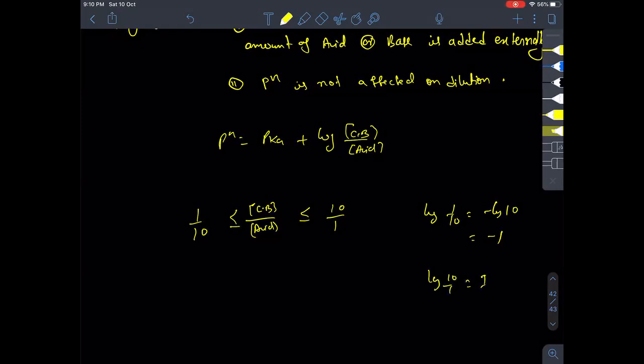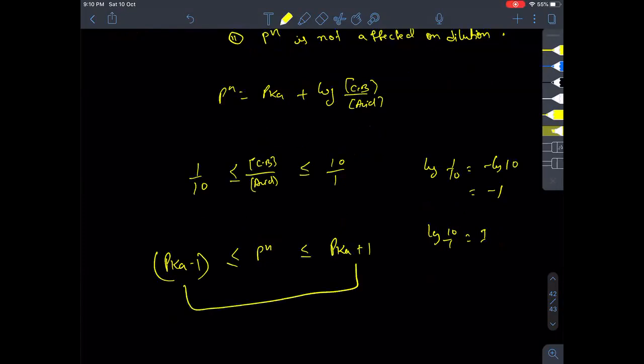So basically what we can write, the pH range or buffer limit is pKa minus 1 to pKa plus 1. pH should be less than pKa plus 1. So this is the range of pH for buffer.